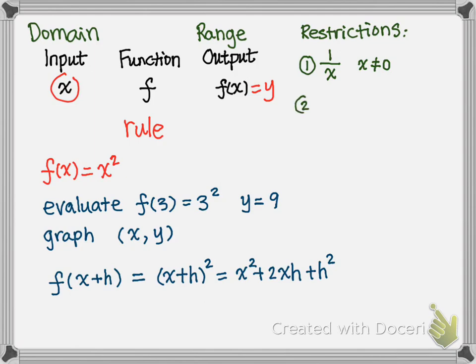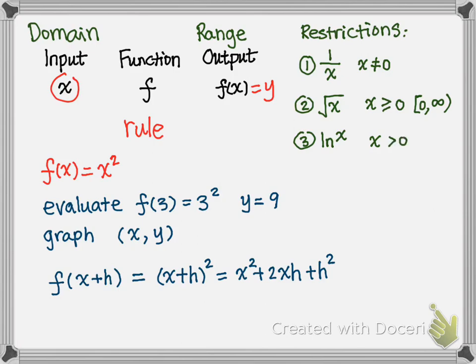The second type of restriction is when you have a square root or an even root of an expression, and the expression under the radical sign has to be non-negative. So the domain in this case will be from 0 to infinity. And the last restriction is when you have a natural log or any kind of log function, the expression where you're taking the log must be greater than 0.